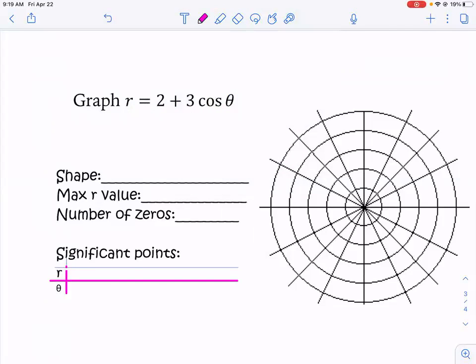Okay, I would like you to have a conversation at your table. What kind of Limaçon is this, and where is the majority of the Limaçon going to be graphed? Ready, set, go.